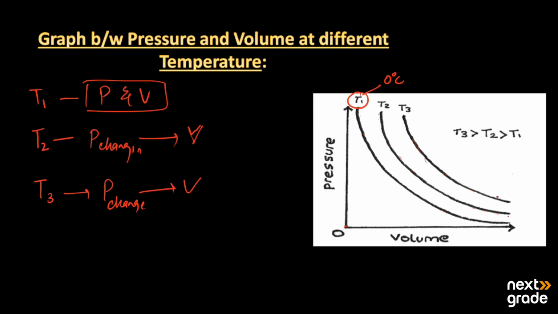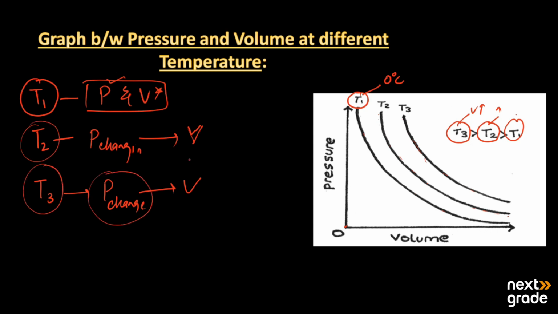So what is the effect of the change of temperature? We take the effect of pressure on the volume of the gas at different temperatures. When the temperature increases, the volume also increases. So the volume at temperature T3 is higher as compared to temperature T2, and the volume at temperature T2 is higher as compared to temperature T1. This was the simple relationship when we change the temperature, or take the effect of pressure on the volume of a gas at three different temperatures, T1, T2 and T3.